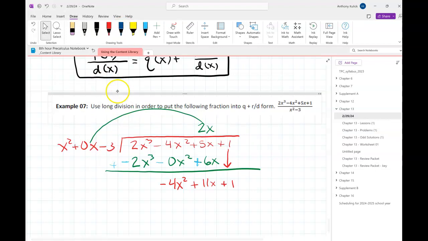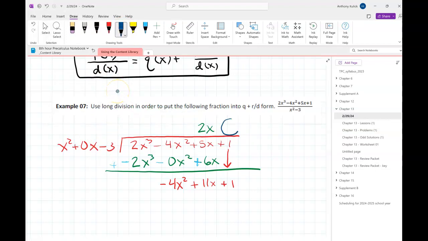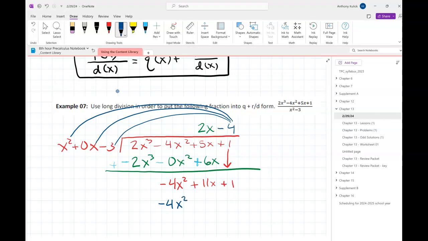And then I'm going to repeat and say, what times x squared gives me negative 4x squared. So my new leading coefficient, negative 4. Everybody agree? I'm going to distribute that negative 4, and then subtract down. But I'm not actually going to do this as a subtraction problem.